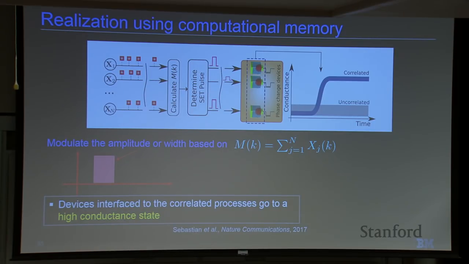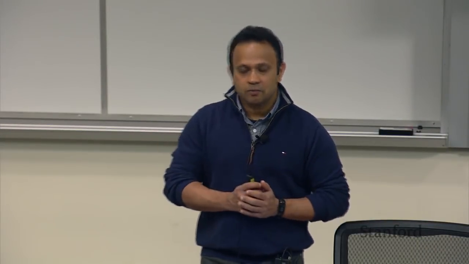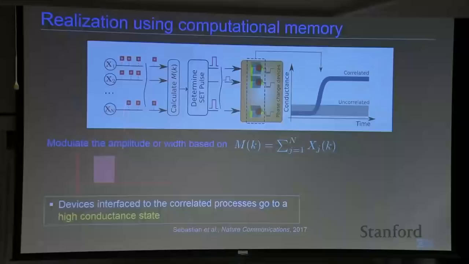At any point in time, you count how many of them are there, and the amplitude is now proportional to that. I must also say that before we start the whole thing, we have to initialize all the devices to a high resistance state, fully amorphous state, right? And what you see is that as this progresses over time, all those devices which are now connected to the correlated processes, they go towards a high conductance state. And the ones which are connected to the uncorrelated processes, they remain at the low conductance state. So now just by reading back the resistance values of these PCM devices, we are able to determine which processes are temporally correlated and which ones are not, right?